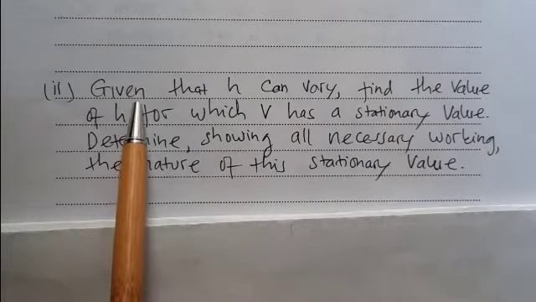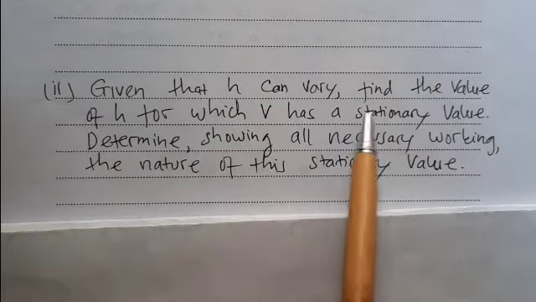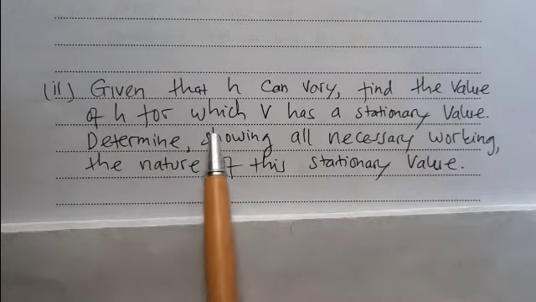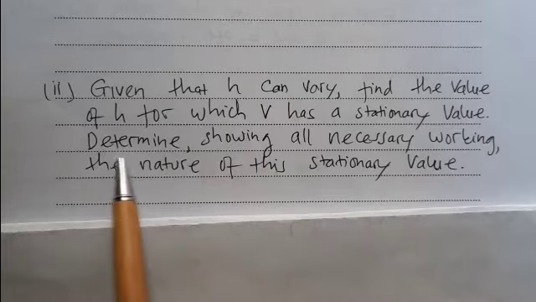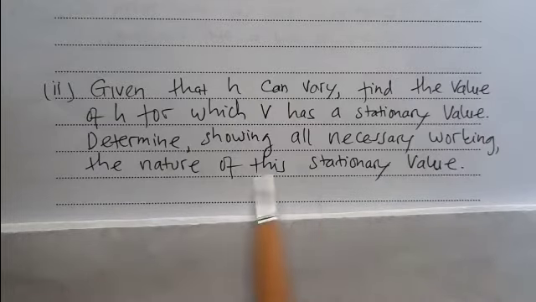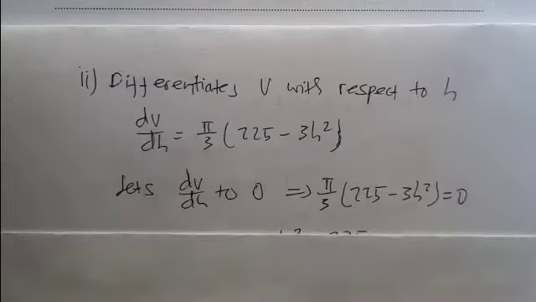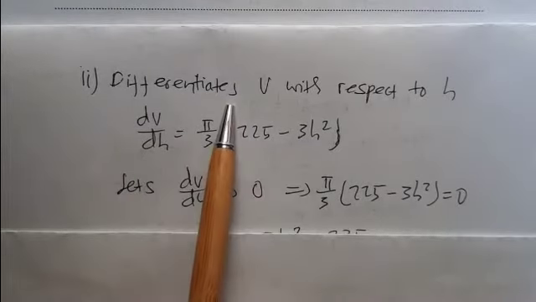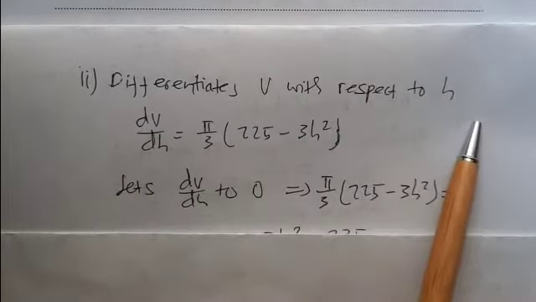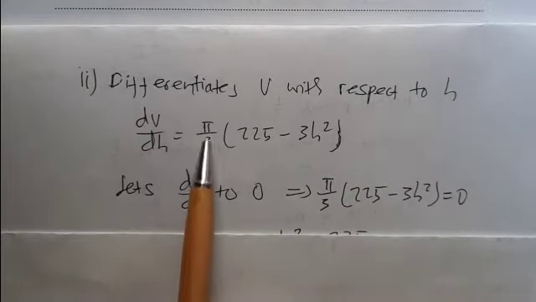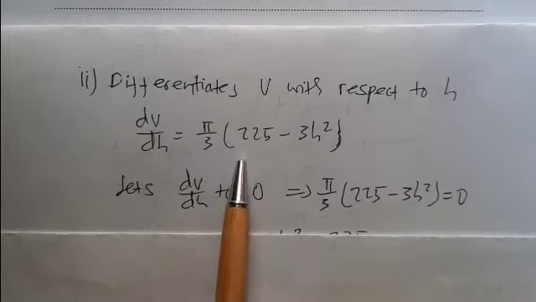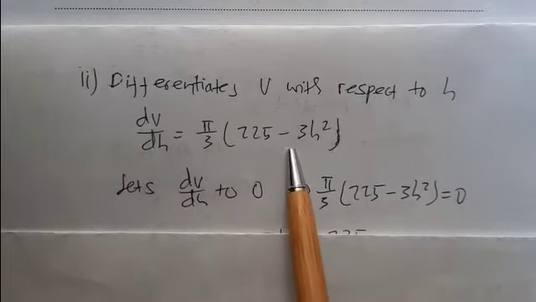Part II: given that h can vary, find the value of h for which V has a stationary value. Determine, showing all necessary working, the nature of this stationary value. Here, differentiate V with respect to h. Thus, dV dh is pi over 3 times 225 minus 3h squared.